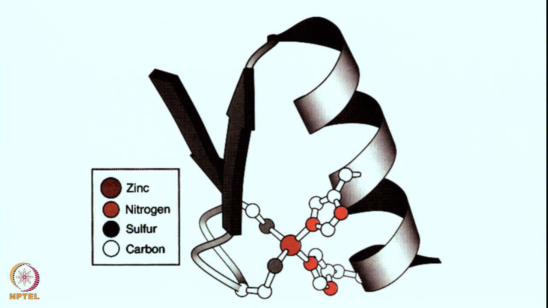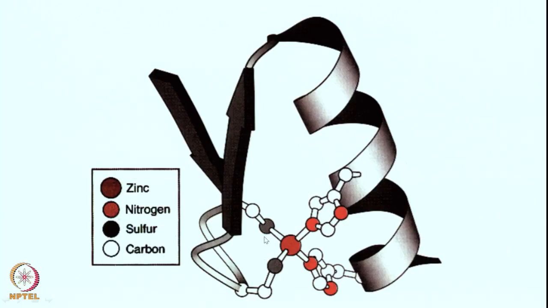A number of experimental studies have also been done which clearly suggest that alpha helix formation occurs only in the presence of zinc 2 plus. If zinc 2 plus is not there, this alpha helix formation will not happen, and therefore the overall protein cannot interact with DNA. Quite interestingly, the cysteine residue coordinates with zinc first. So the cysteine coordination with zinc occurs first, and then the histidine coordination occurs.